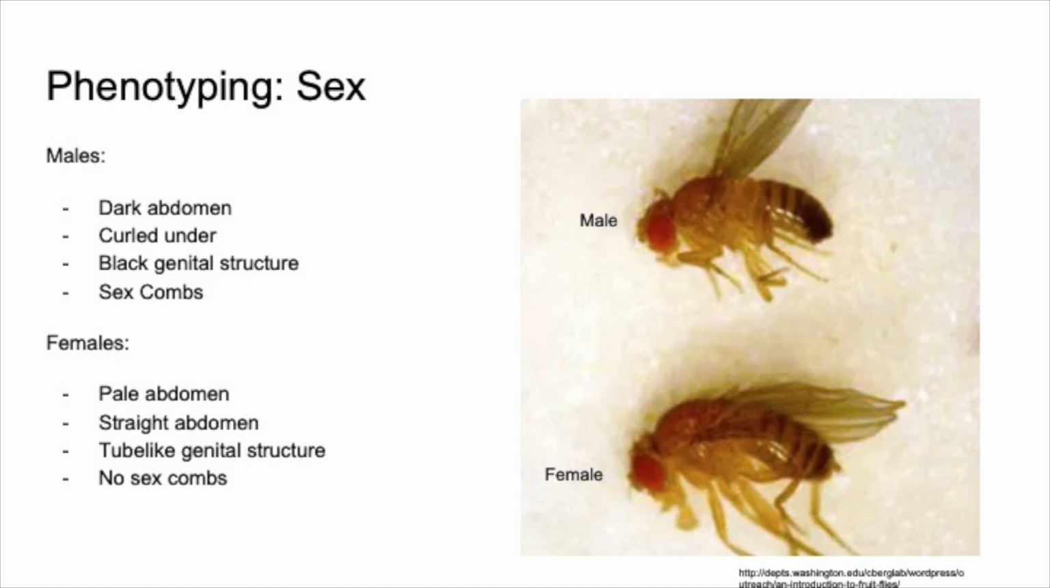Also, if you look at the front pair of legs, you'll see that males have a thick, dark patch of bristles called sex combs on the insides of their front legs, whereas females will not. All males will always have sex combs and a genital structure, and all females will not.